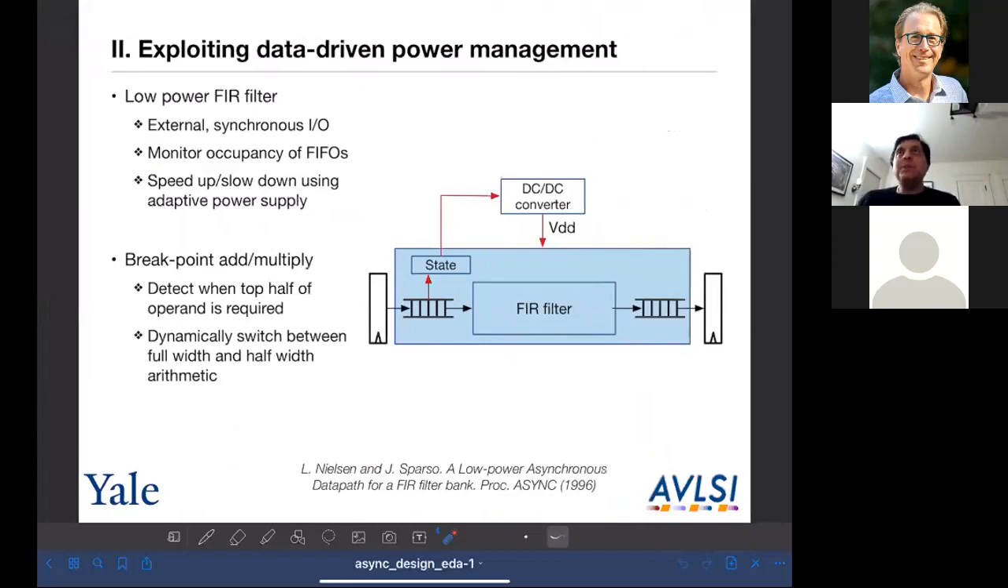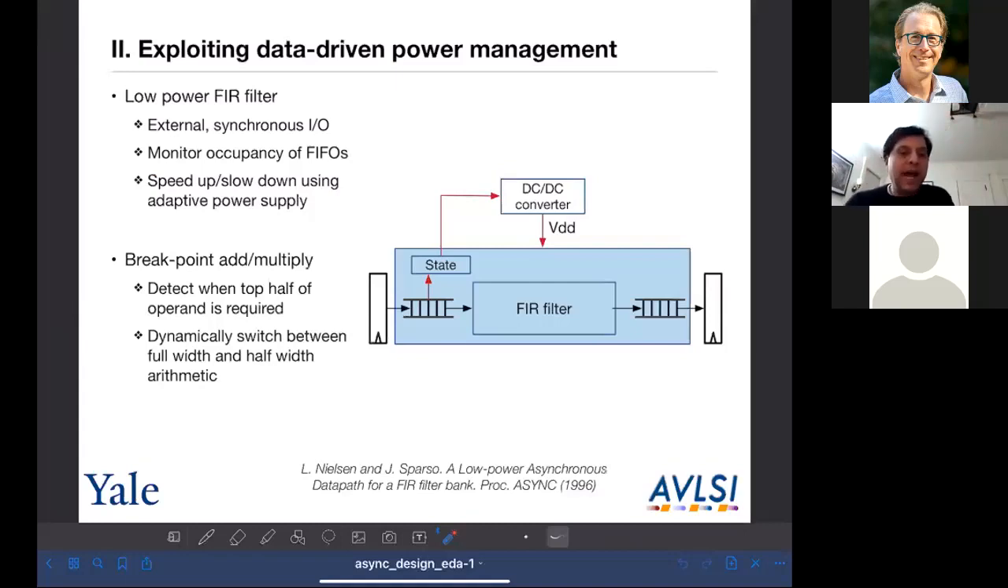A second reason people look at asynchronous design is trying to exploit data-dependent power management. I'll give you a very simple example of this. This is a paper from, again, 1996. The idea was they were designing a FIR filter where the throughput of the filter depended on the data. So they had this interesting design internally where depending on what the data was, your circuit would be faster or slower, and as a result, you would get data dependent throughput.